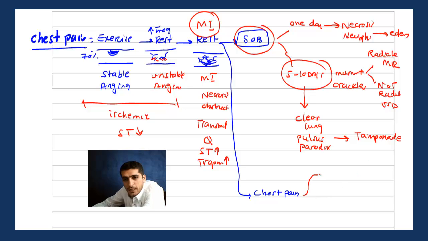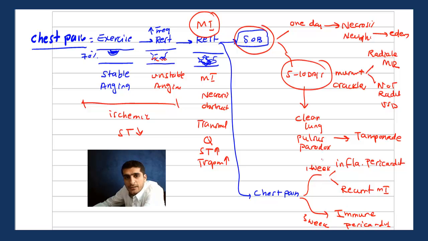Chest pain at 1 week is either inflammatory pericarditis or recurrent MI. Now, chest pain at 3 to 4 weeks is immune-mediated pericarditis. So that's what we've done so far.